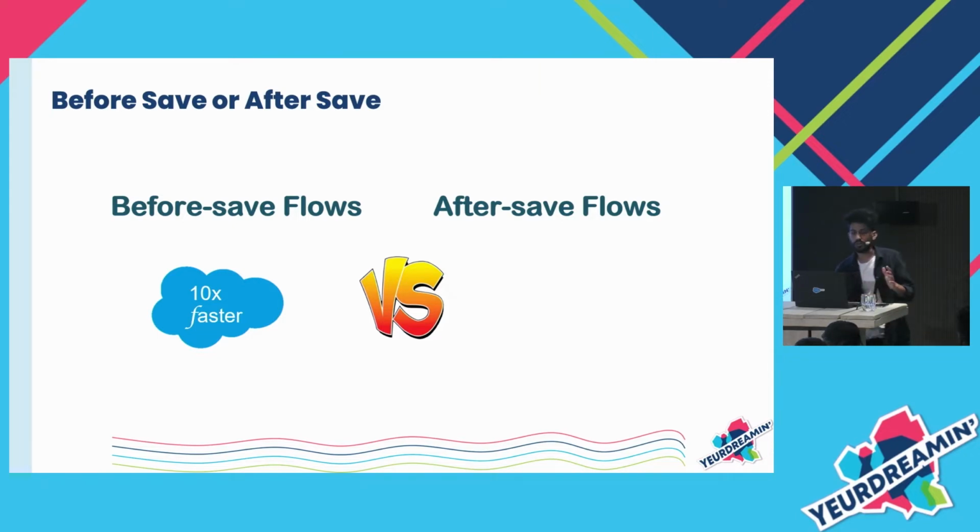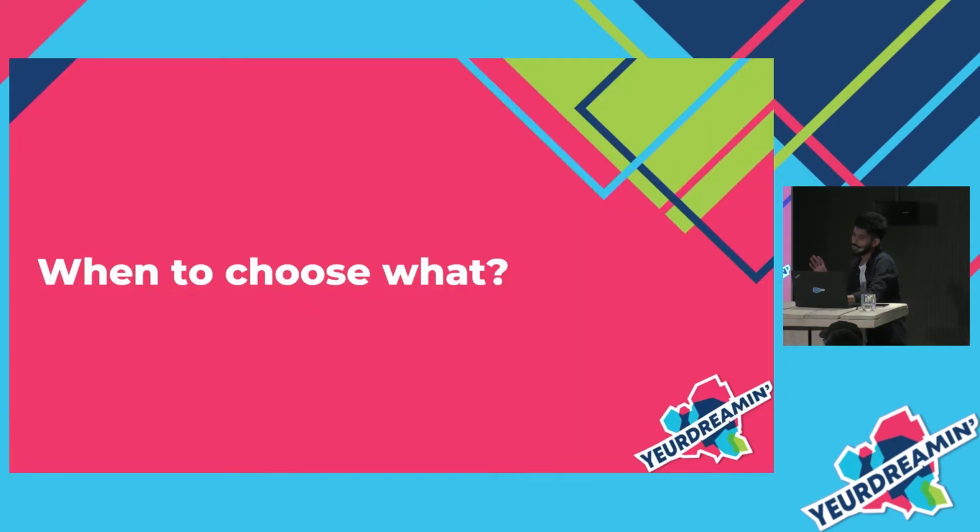So all those updates that you want to make to the record that is currently being updated, you should try to use before-save flows for updates to the same record. This brings us to an important question: how do we choose which context we should use when it comes to before-save and after-save flows?